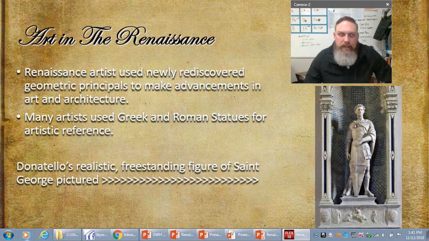Artists used newly discovered geometric principles, and by rediscovered, I mean they actually did rediscover these. These geometric principles had been around for a very long time, but if you'll remember, when we were talking earlier about the expansion going back into the Crusades and that type of stuff, and they made those connections, they started to rediscover these geometric principles to make advances in art and architecture.